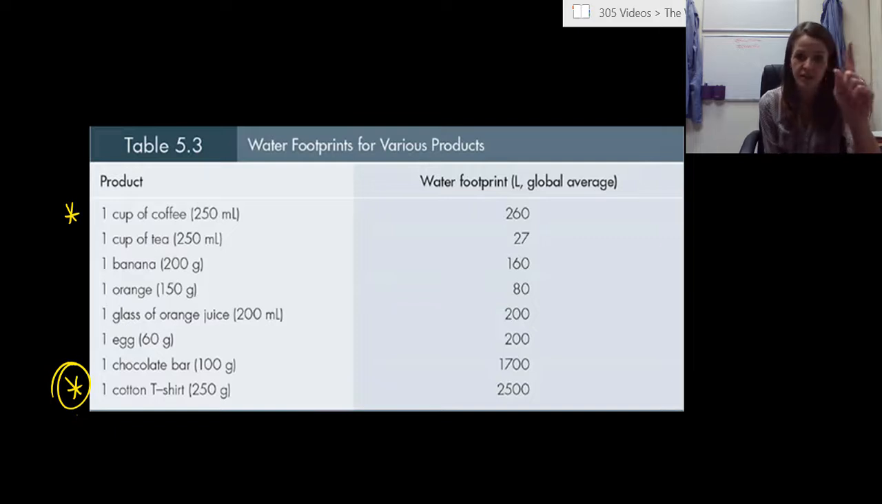1 cotton t-shirt takes 2,500 liters of water for 1 shirt. 1 cotton t-shirt. I mean, think about how cheap those are. You could get a 3-pack of a cotton t-shirt from Hanes or Fruit of the Loom or whatever for like, what, $6 or $7 at Target? But it costs us way more in terms of water. 2,500 liters of water to create 1 silly little t-shirt.